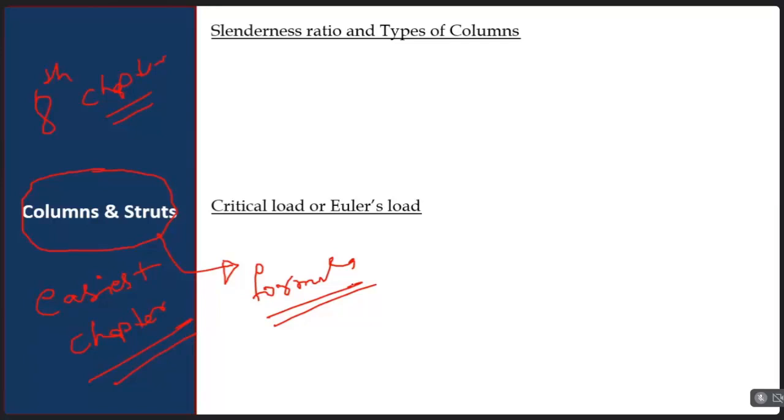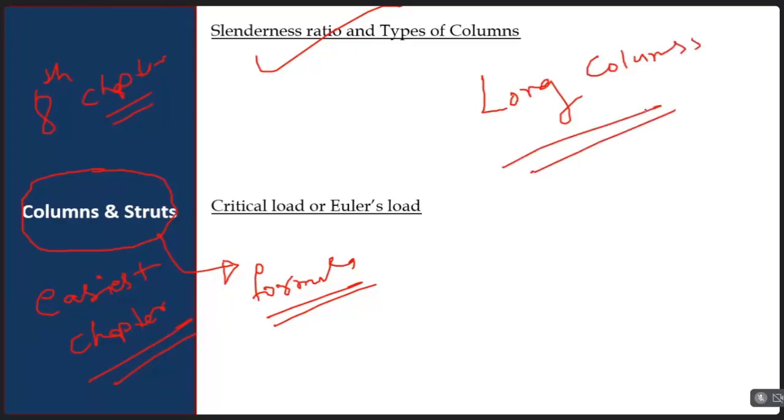Okay, so what to go for in this chapter: the slenderness ratio and types of column. Generally in our syllabus we have long columns, so you should go for long columns. Don't go for short columns, don't go for medium columns. Generally in our syllabus we have only long columns, which are also known as Euler's column. Okay. Then critical load, very important.